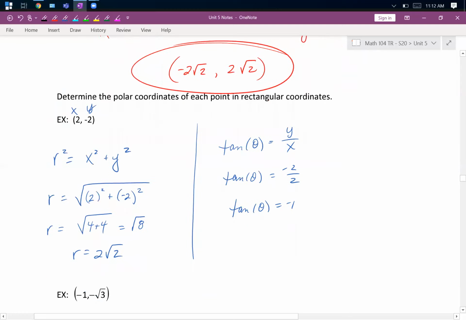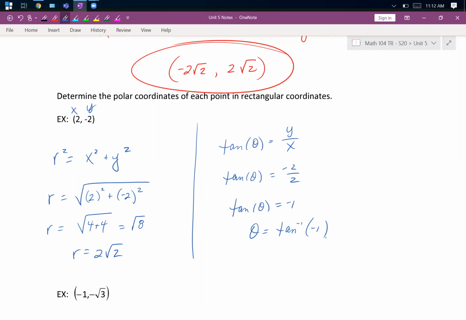Tangent is negative 1. So theta is going to have to be tan inverse of negative 1. Well, we know that our calculator is only going to spit out an answer between negative pi over 2 and pi over 2.